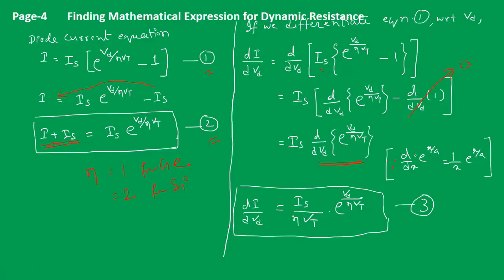Since d/dx of e to the power x by a is equal to 1 by a e to the power x by a, applying the same concept here, we can write di by dVd equal to Is by eta Vt into e to the power Vd divided by eta Vt. This is what we get after differentiating equation number 1. Let us call this relation equation 3.